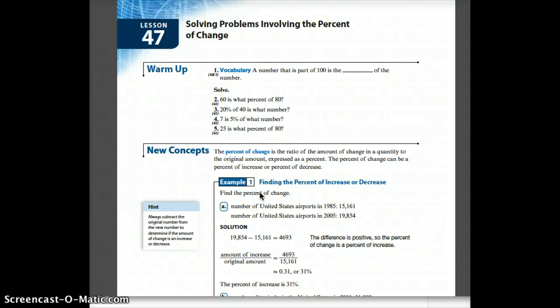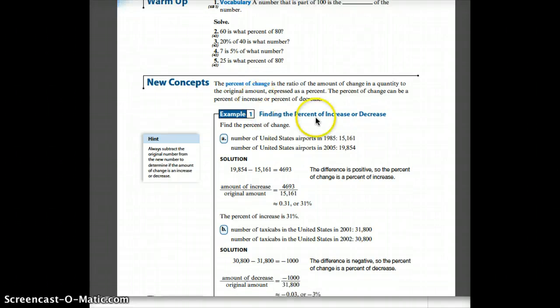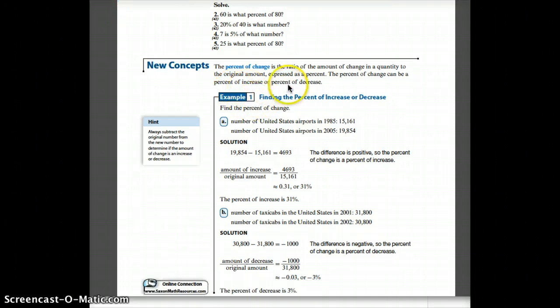Okay, algebra students, this is lesson 47. This is solving problems involving the percent of change. Okay, percent of change. New concepts. The percent of change is the ratio of the amount of change in a quantity to the original amount expressed as a percent. The percent of change can be a percent of increase or a percent of decrease.